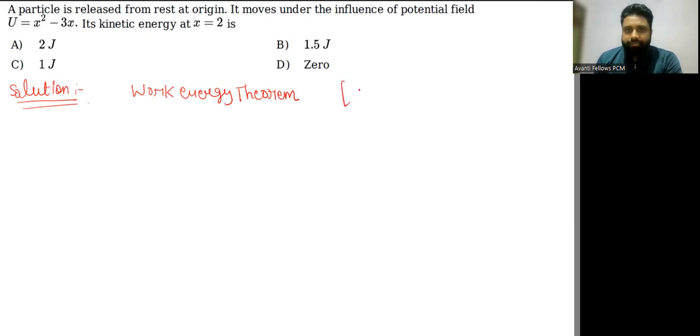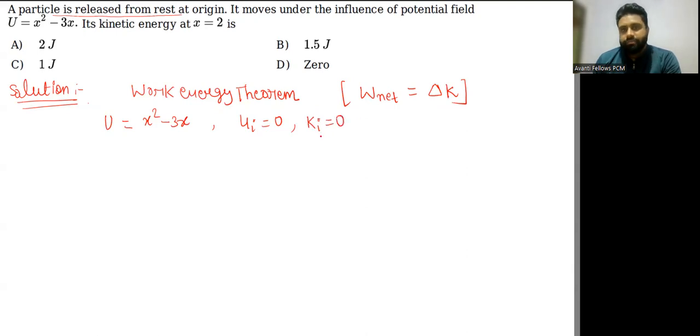So what is the work energy theorem? The net work done is equal to the change in kinetic energy of the system. Initially we have an expression U equals x square minus 3x. If you want to calculate the kinetic energy at x equals 0, which means at rest, you will see in the question the particle is released from rest, so its initial velocity is 0.